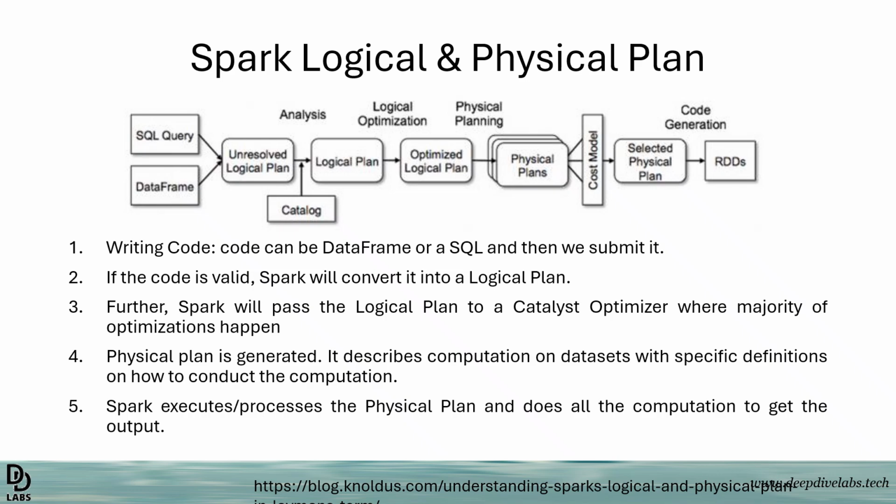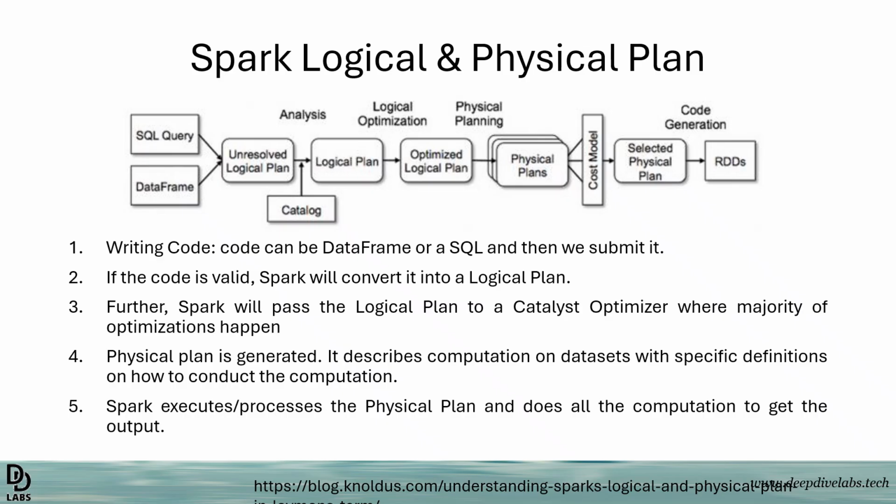Once the optimized logical plan is ready, that gets translated into the physical plan. It describes computation on a data set with specific definition on how to conduct the computation. Let's say we are performing a join query between two tables. In that join operation, we may have a flat table and a thin table. A flat table is one which has multiple columns, and a thin table is one which has fewer columns, with different numbers of partitions. Because your data is inherently distributed, you might have one table distributed across 3 partitions, whereas the thin table is distributed, let's say, across 2 partitions.